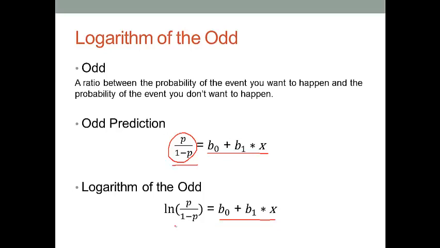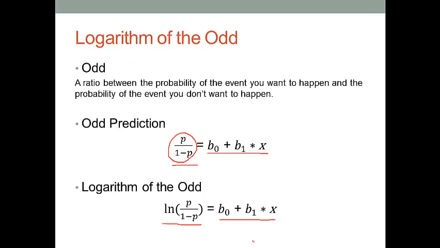Instead of predicting an odd, we predict the logarithm value of the odd. Now the left side can accept negative numbers. Why? Because we give the negative number to the logarithm of the odd, not to the odd or to the probability directly. The second equation makes more sense now. But how can we calculate the value of p in a logarithm form?